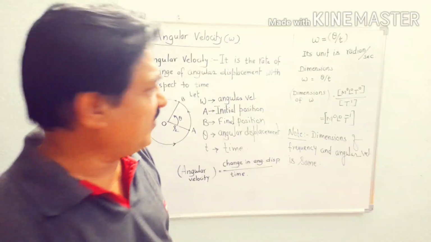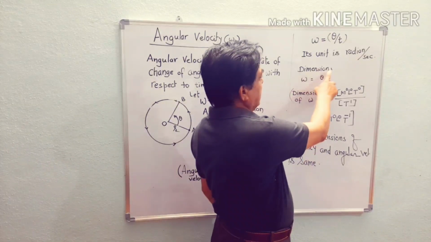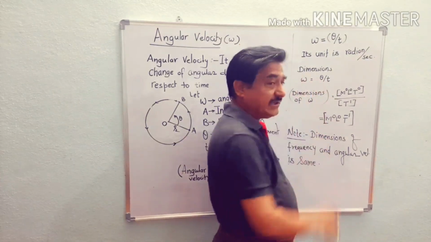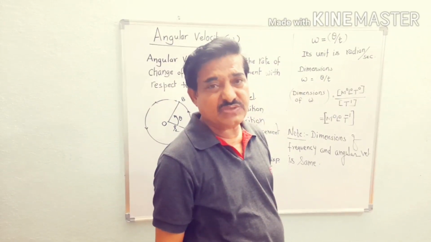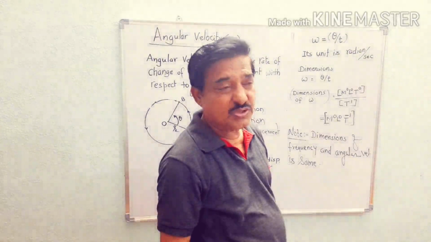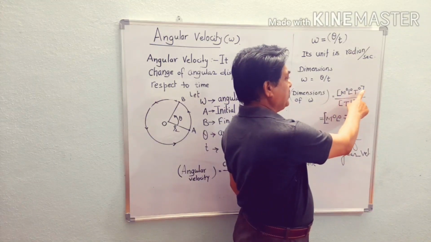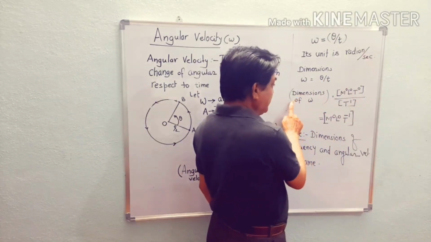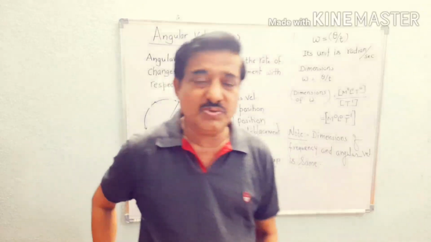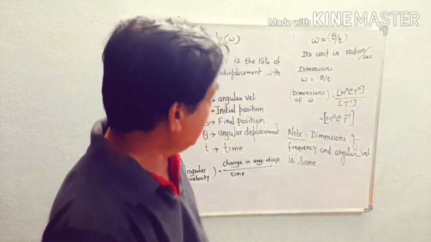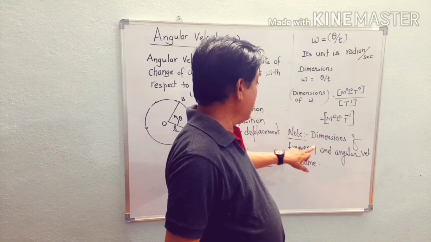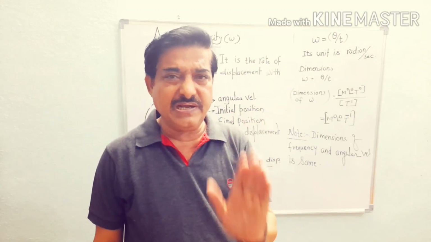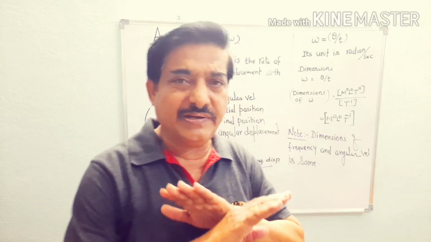To find the dimensions of angular velocity, omega is equal to theta upon t. Theta is angular displacement, a dimensionless physical quantity. It has no dimensions, so its dimensions are M to the power 0, L to the power 0, T to the power 0. And the dimensions of time are T to the power 1. Then the dimensions of omega will be M to the power 0, L to the power 0, T to the power minus 1. These dimensions of angular velocity are just similar to the frequency. That is, dimensions of frequency and dimensions of angular velocity are one and the same.